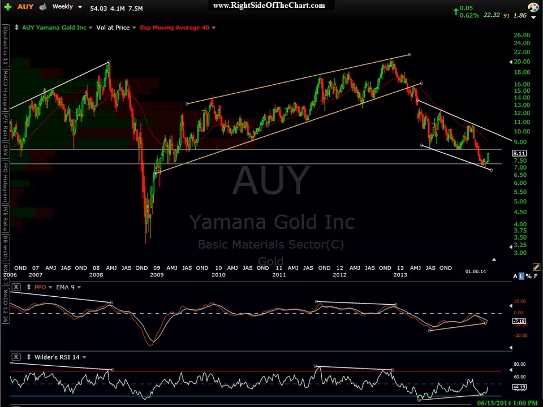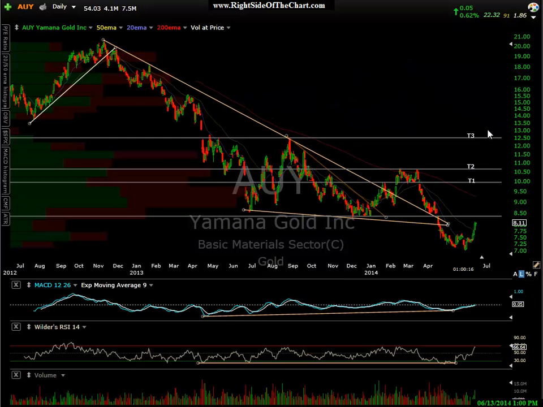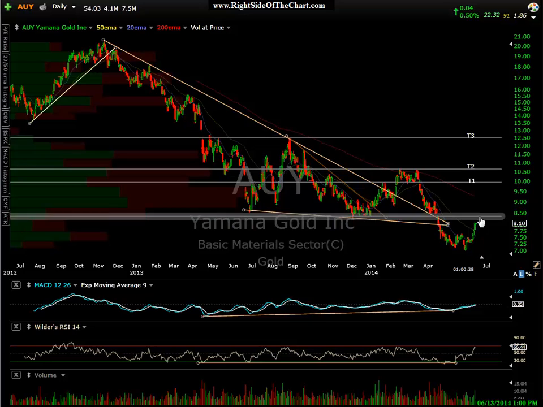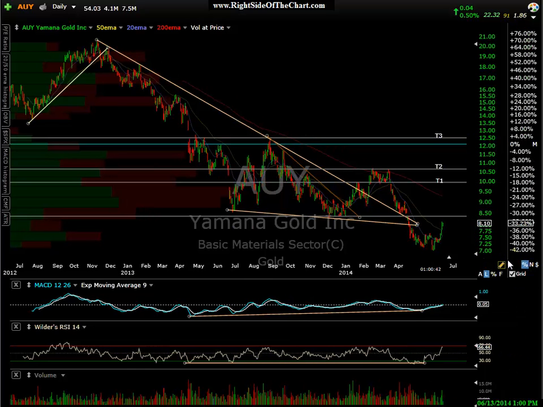AUY had, let's take a look at the daily chart. T3 was my highest price target, and for that I listed using a risk to reward ratio, the RR, of 3 to 1 or better. I think the stop parameter was 18% below the entry price. So we didn't even come close to being stopped out because that was in the mid sixes.